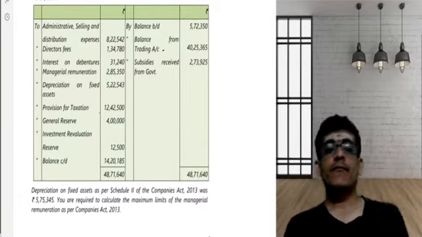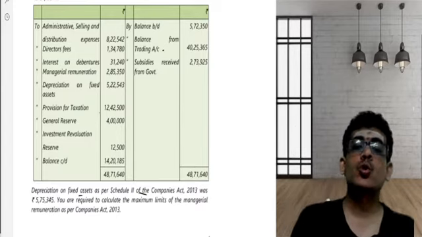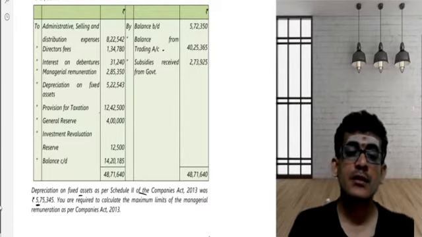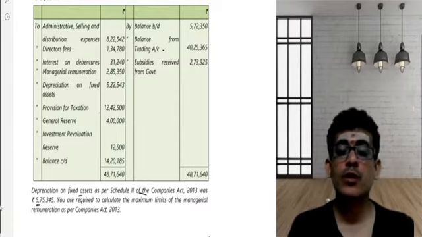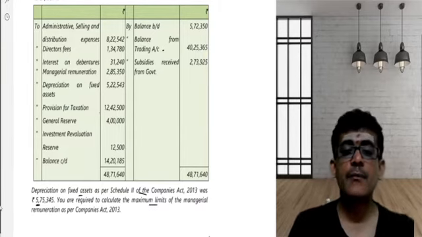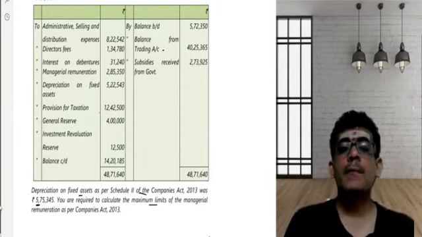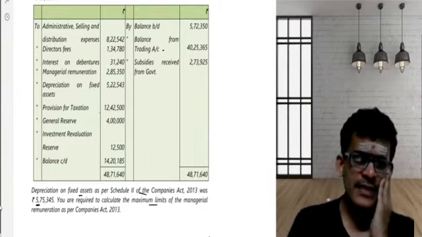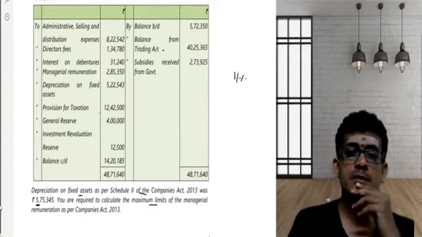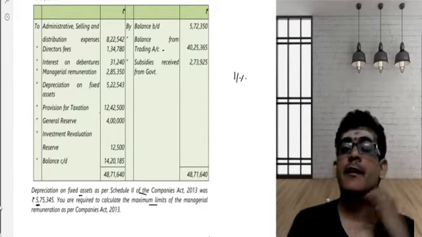So now, what is being asked? Depreciation on fixed assets as per Schedule 2 of the Companies Act was 5,75,345. That is the depreciation allowable as per the Companies Act. You are required to calculate the maximum limits of managerial remuneration as per the Companies Act. The company has a profit, so the overall remuneration will be 11% of the profits. But I need to calculate the net profit as per section 198.